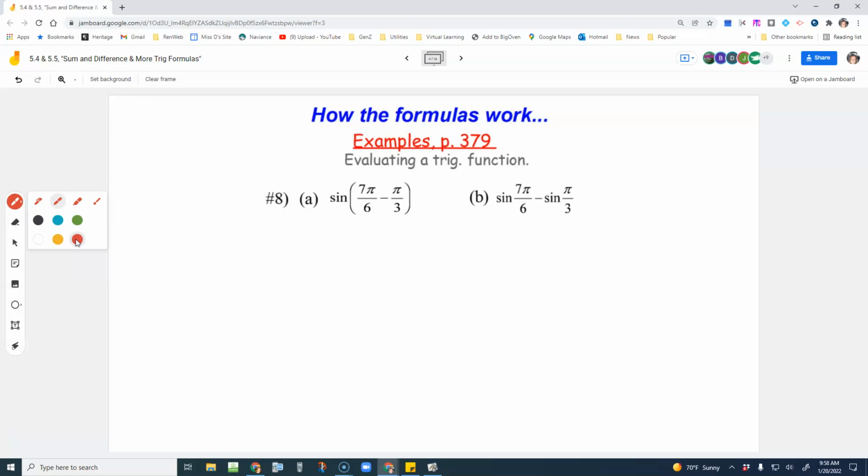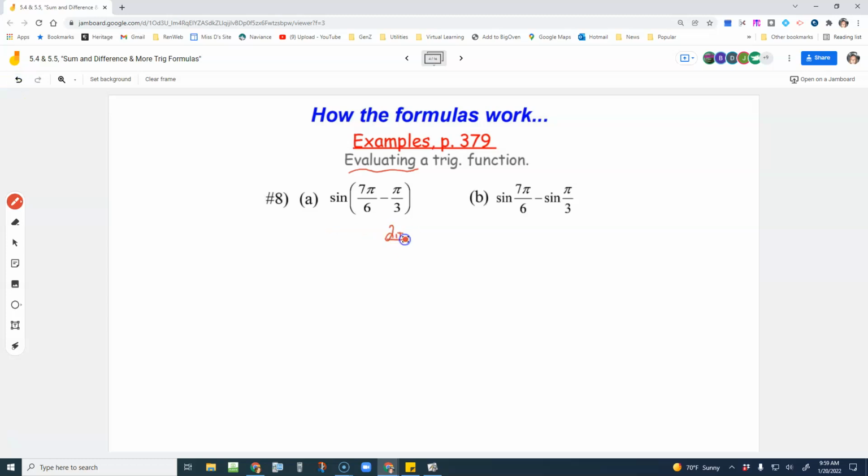Question: what does evaluate mean in math? Evaluate means to solve. Hey, PEMDAS would tell me to do what first in this expression, guys? Subtract. Yeah, subtract. I can't subtract unless I get some like terms.